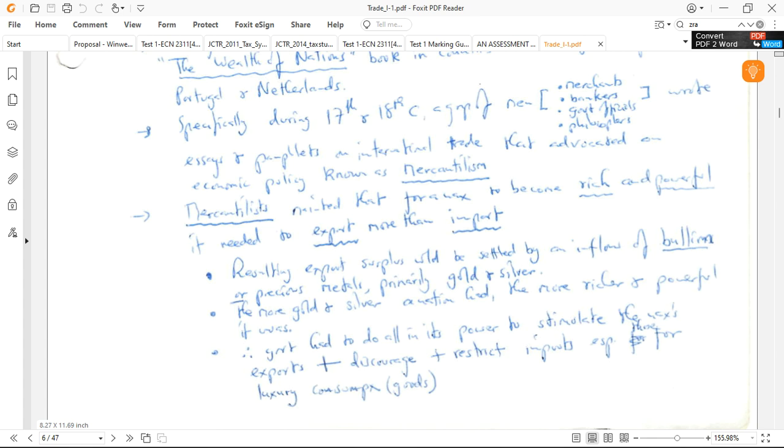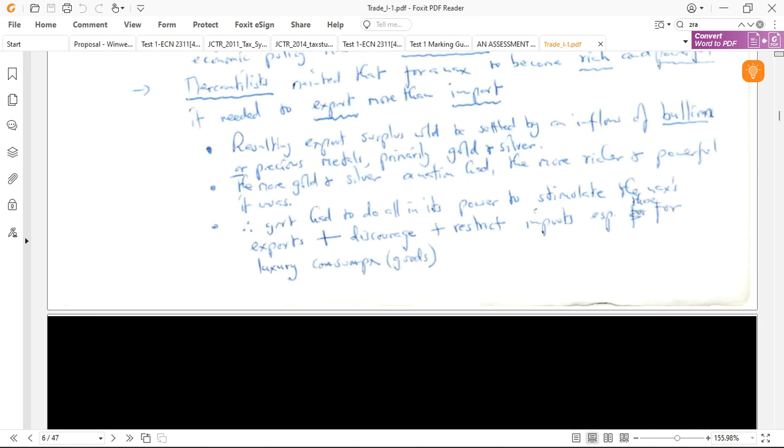Okay, so for them, they maintained that for a nation to become rich and powerful, it needed to export more than it is importing. What is the resulting impact? The resulting impact is a trade surplus. And this is going to be settled by the amount of money that you're receiving, the gold, the silver, and all that. The more gold and silver you have, the more rich you are, right? Yeah, so that's according to the mercantilists.